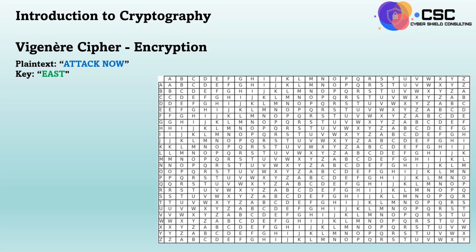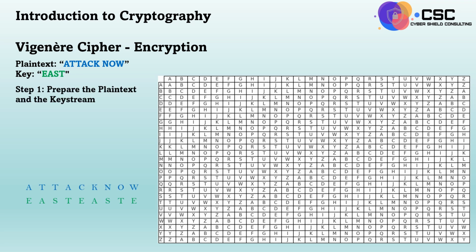First, we begin with our plain text message, "attack now," and our key, "east." Since the Vigenère Cipher requires a key of equal length to the plain text, we repeat the key until it matches the message length. This forms our key stream. So if you look here, attack now: we prepared the plain text and the key stream in step 1. Then we repeated the key, east, east, and then E. So we have the same length plain text and key stream.